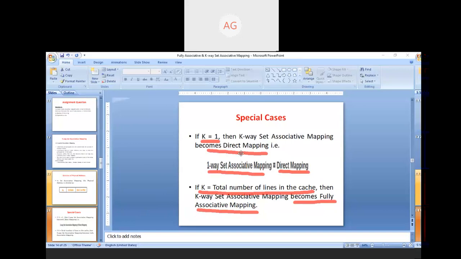These are much more predominant in objective questions. Moving to the next slide, now we are going to solve the numericals which are based on K-way set associative mapping.